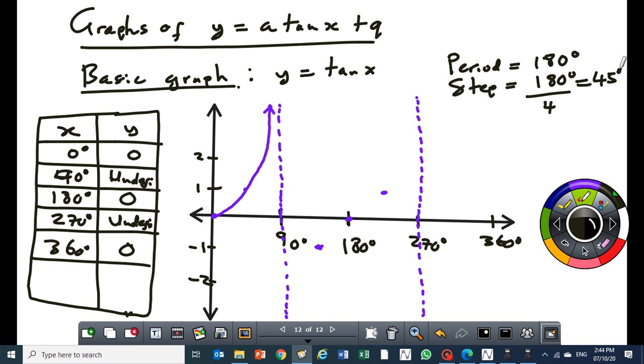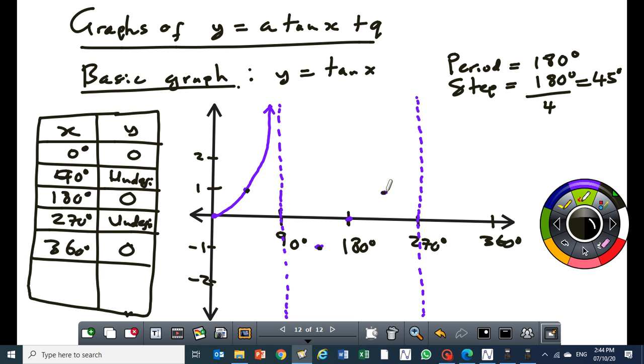Because tan 45 is equal to 1, we can put it there. That's why I put it here, because the graph will pass through this point. Tan 135 is here. Tan 225 is here. Tan 315 is going to be somewhere there.